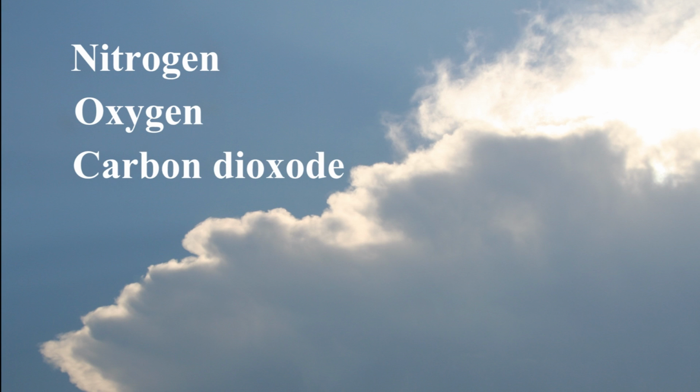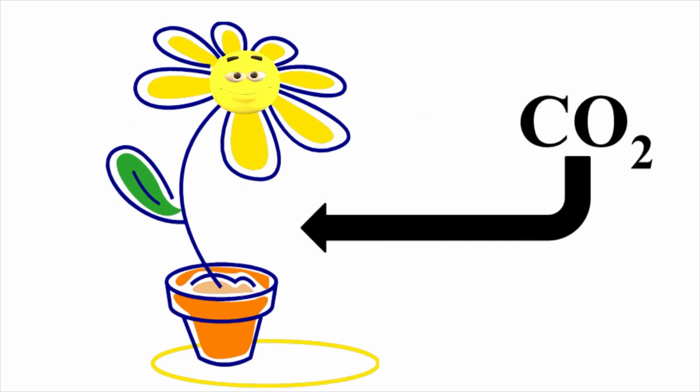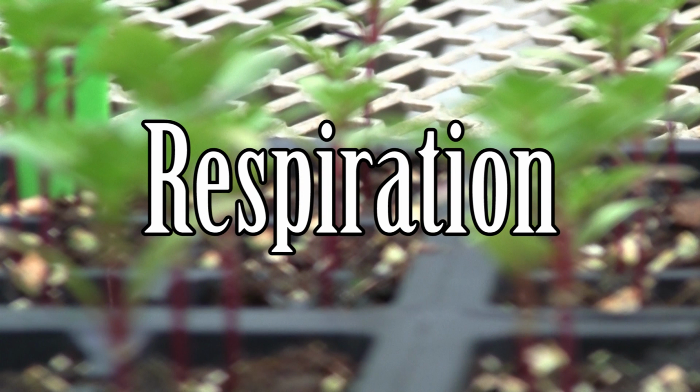Air is as important to plants as it is to animals. Remember, the air we breathe is made up of many gases, including nitrogen, oxygen, and carbon dioxide. Carbon dioxide is one important gas plants need. They use carbon dioxide as input for photosynthesis. Plants also need oxygen in order to perform respiration, which is the process of breaking down sugars for energy.